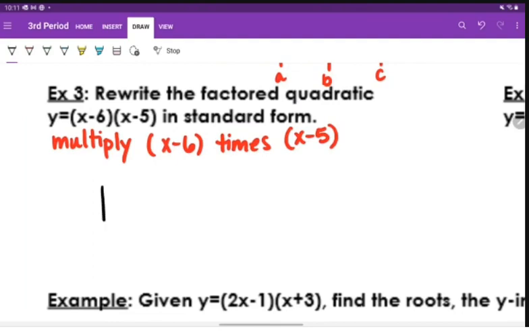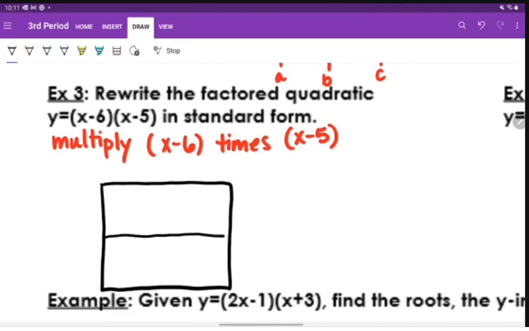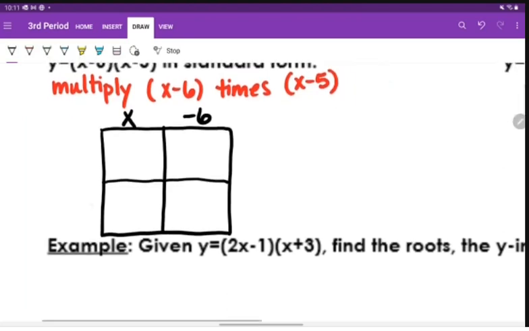Another tricky negative problem. Just make sure you're watching those negatives because there are going to be a lot of them floating around this time. Across the top of my grid, I'm going to put x minus 6. And down the left-hand side of my grid, I'm going to put x minus 5.